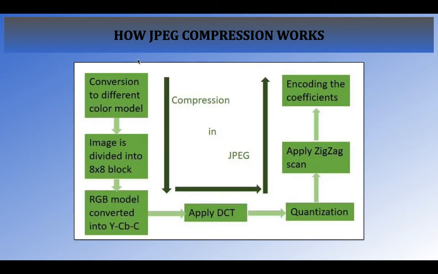Now you can see there's a clear chart view of JPEG compression and how it works. Firstly, conversion to a different color model, as we have discussed. The next step is the image is divided into 8 by 8 blocks, and then the RGB model is converted into YCbCr, then applying the DCT, then the quantization process, then applying the zigzag scan, and the final step is encoding the coefficients. So this is the process of compression in JPEG and how it works.